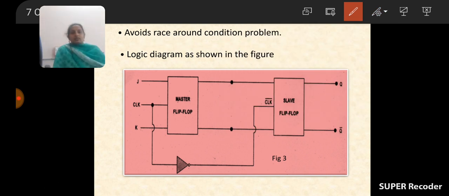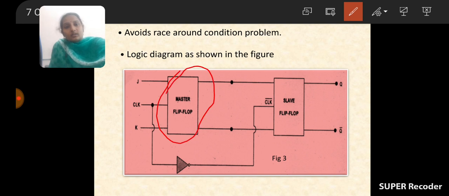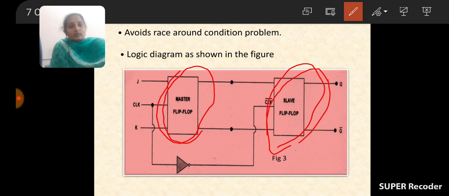So while coming to the diagram, see here it consists of two parts. The name of the first part is called master flip-flop and the other is called slave flip-flop. So in the logic diagram, it consists of two main parts. What are the two main parts?